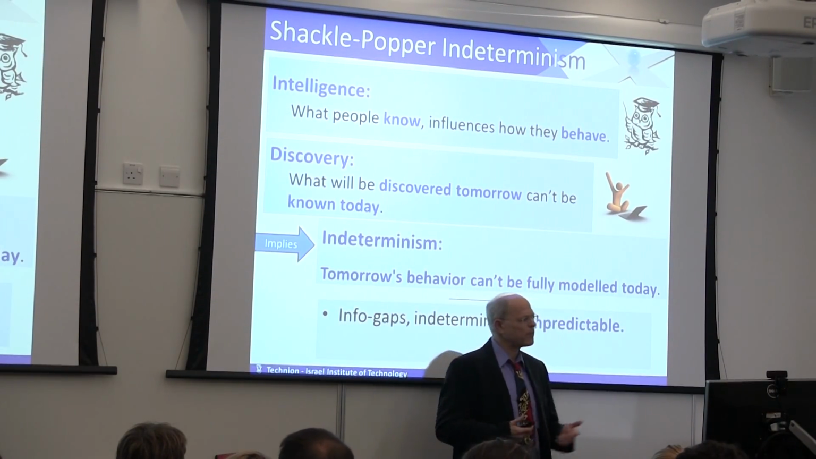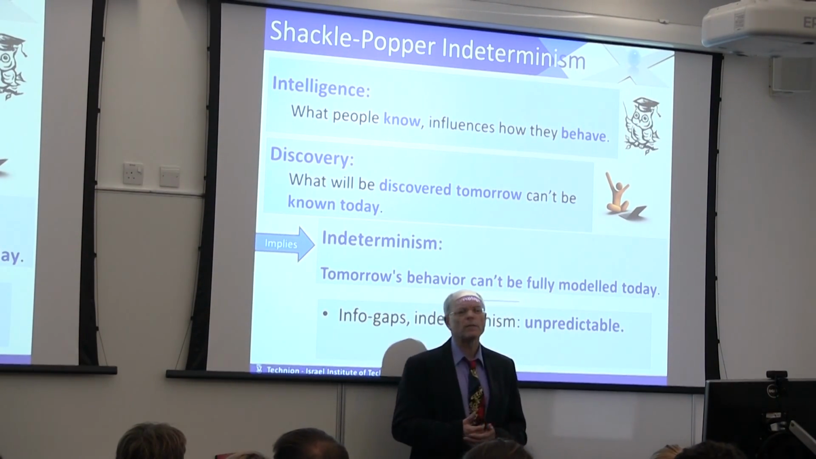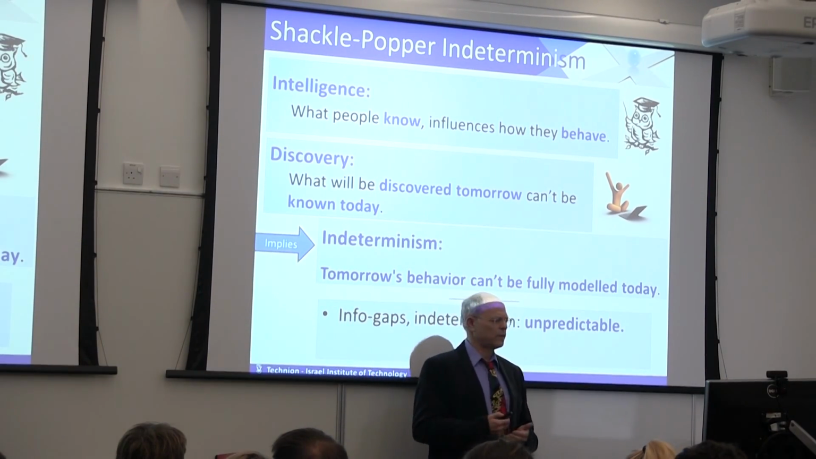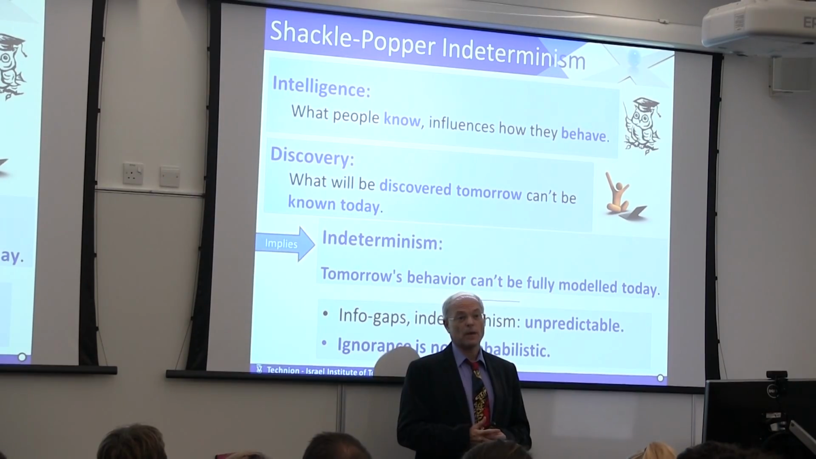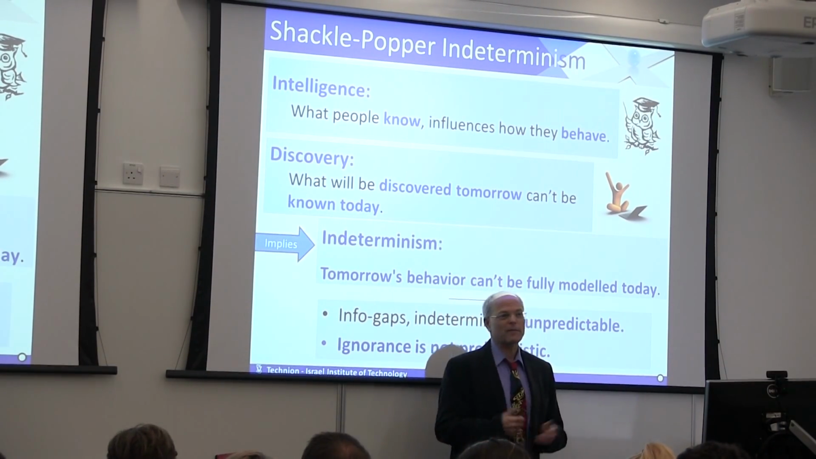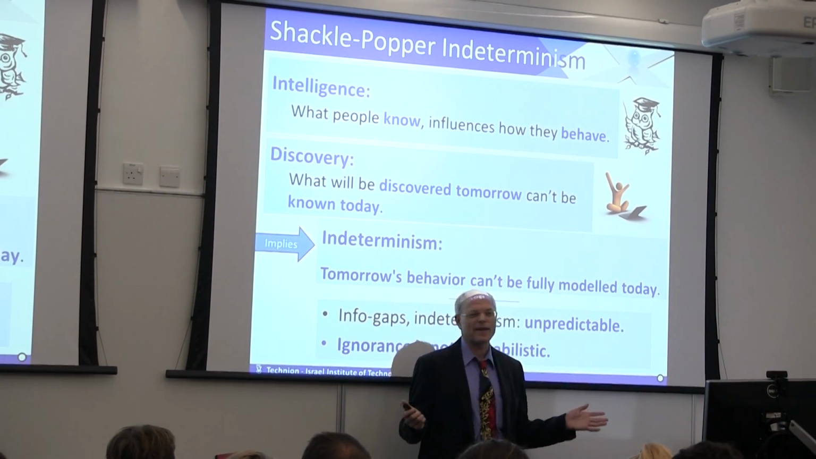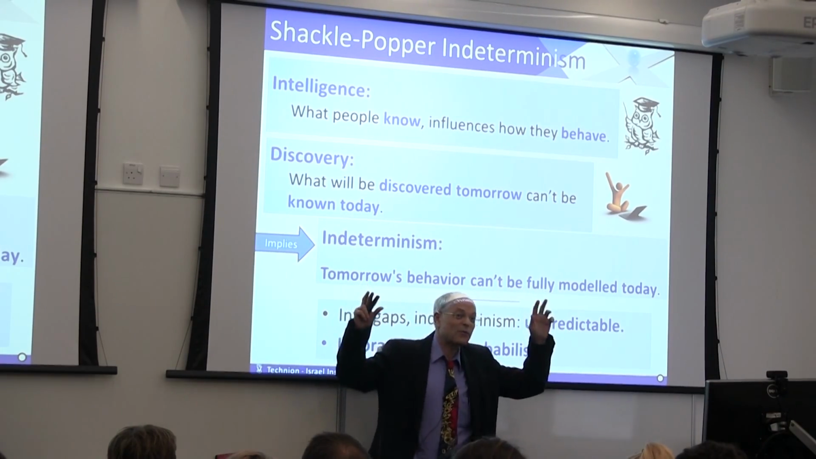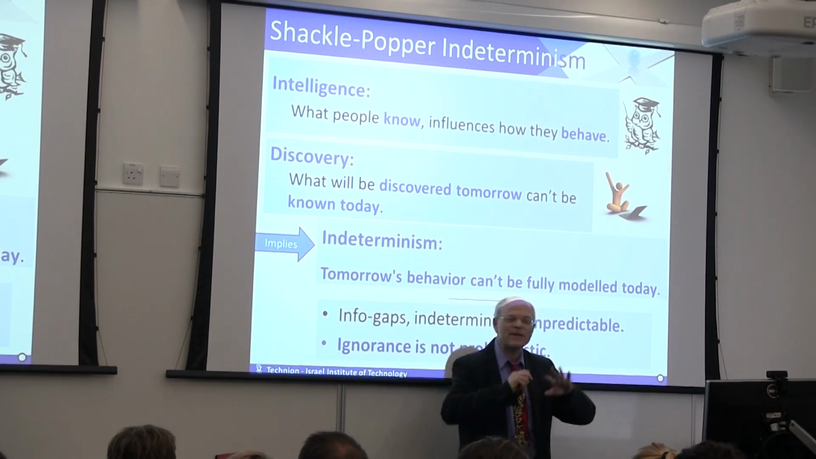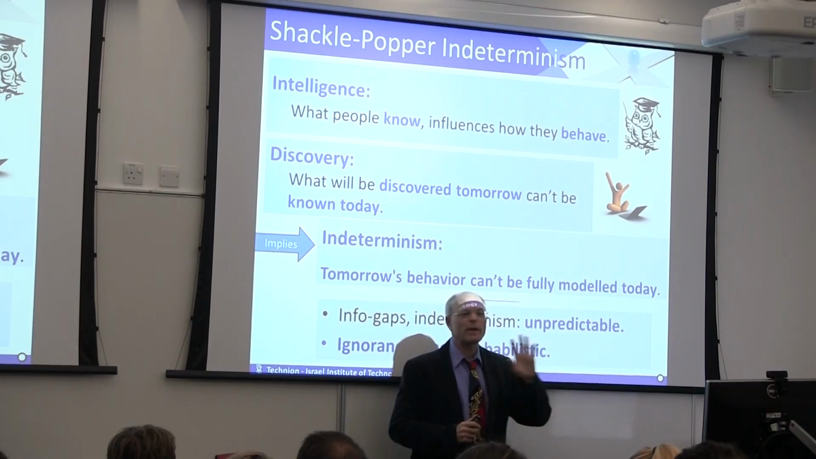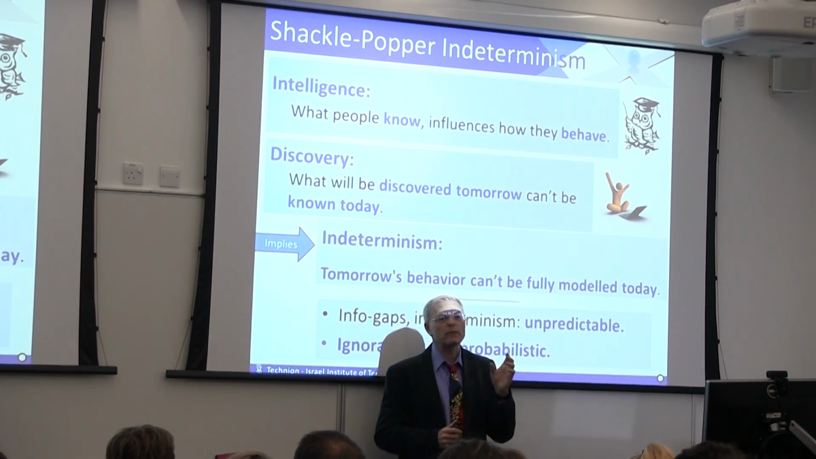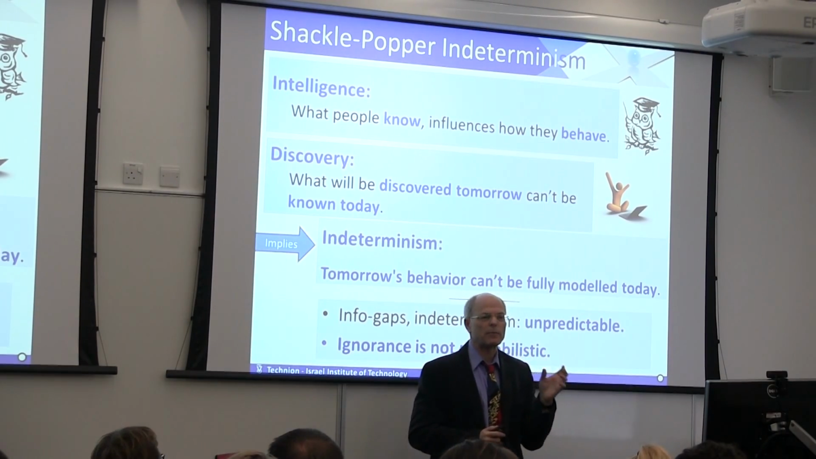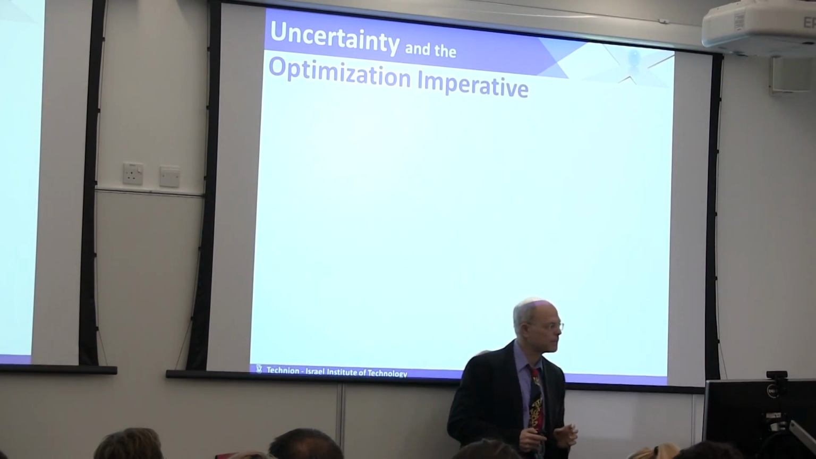So info-gaps and indeterminisms are unpredictable in a very strong sense, and ignorance is not probabilistic. So it's not that probability is wrong. That's not what I'm saying, even though I get quoted saying that all the time. Probability is tremendously powerful in the domain for which it is relevant. But when we are dealing with Knightian uncertainty, probability is of limited use.